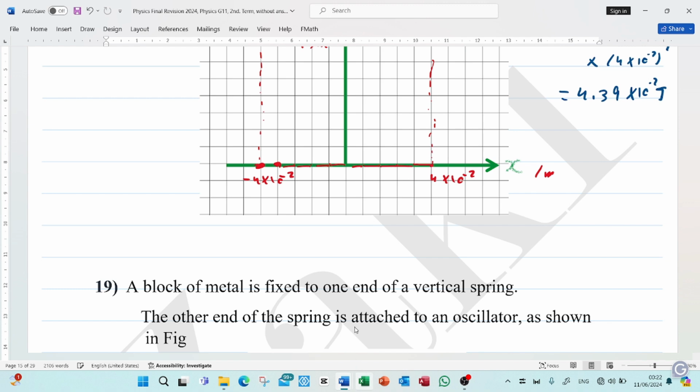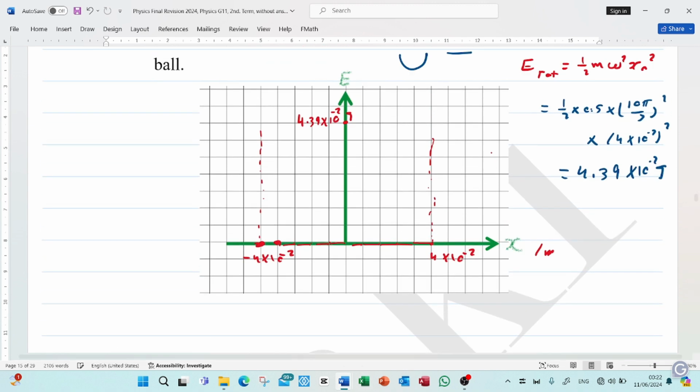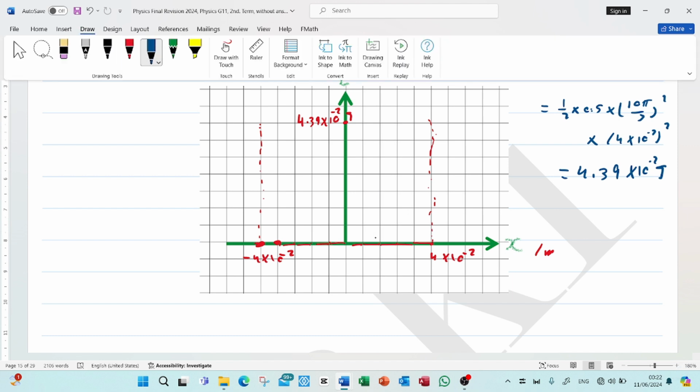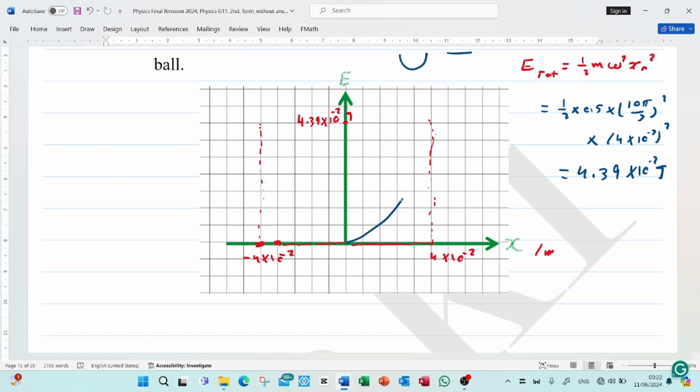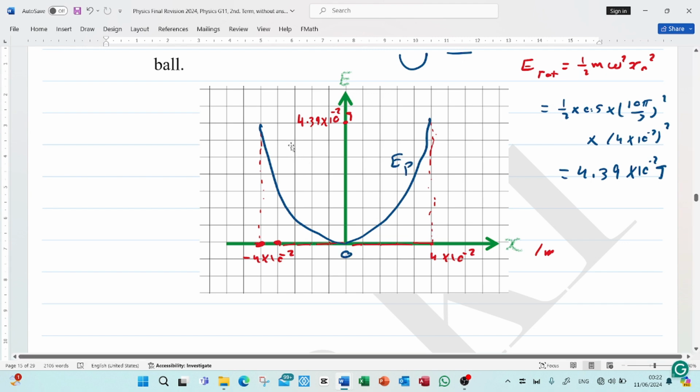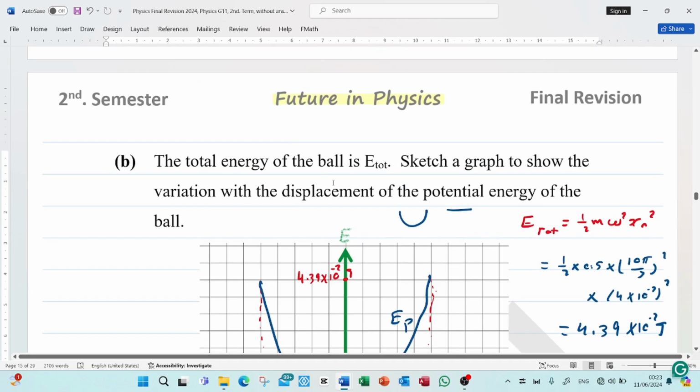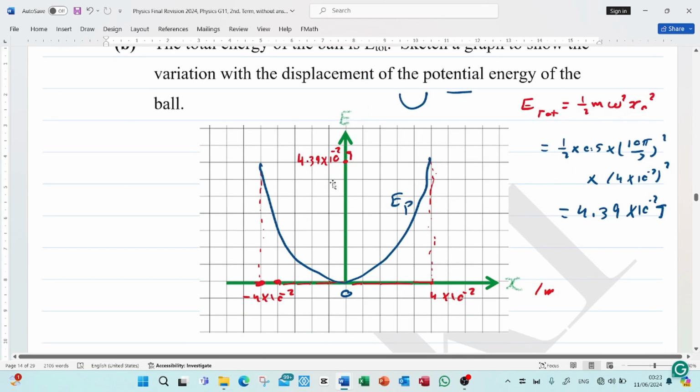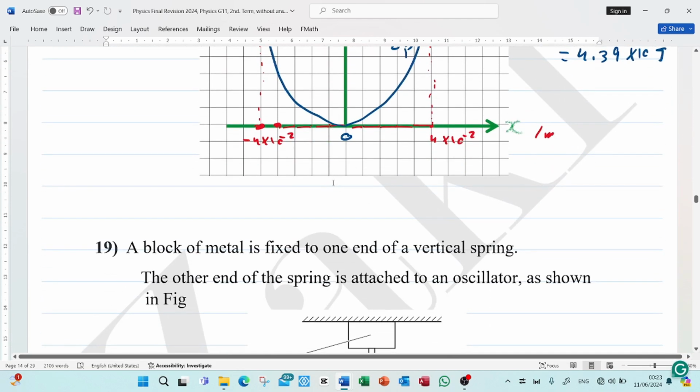Now we need to draw the graph here. We return back until the maximum energy or the total energy. Then we draw the graph. So the graph looks like this. It is open upwards here. This is the graph of what? Of potential energy. So this is E potential, and this is 0, of course. Okay, so this is the sketch of what here? Of displacement and potential energy. So this is the potential energy with displacement.